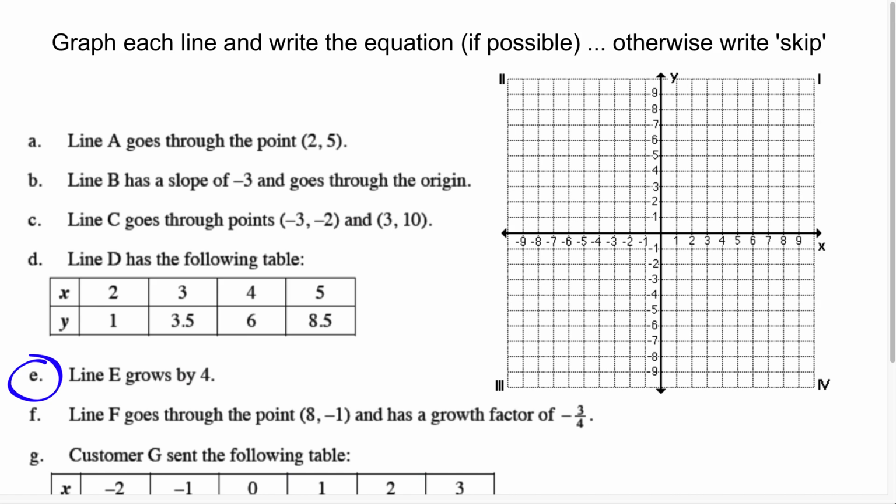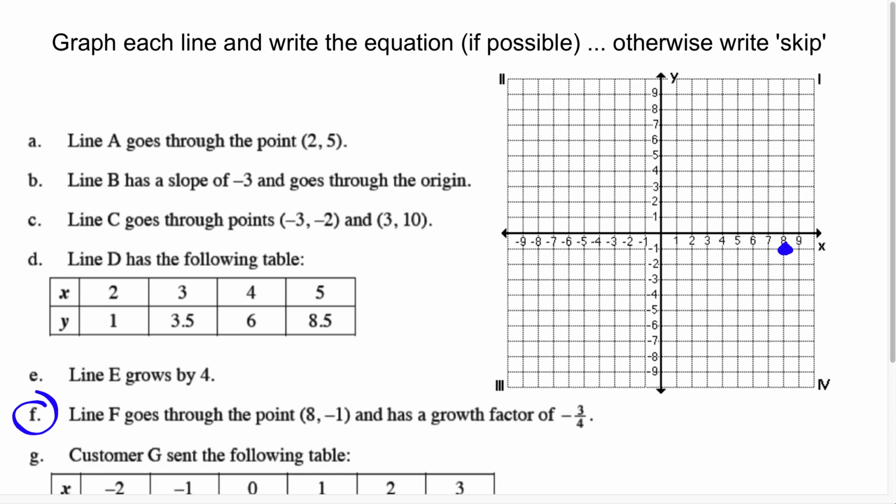Line E, it grows by 4, but it doesn't give us a starting point. So if it doesn't give us a starting point, there's not much we can do. You have to skip this one. Line F, it tells us a starting point of (0, -1). Now that's not a y-intercept, but it gives us a point.